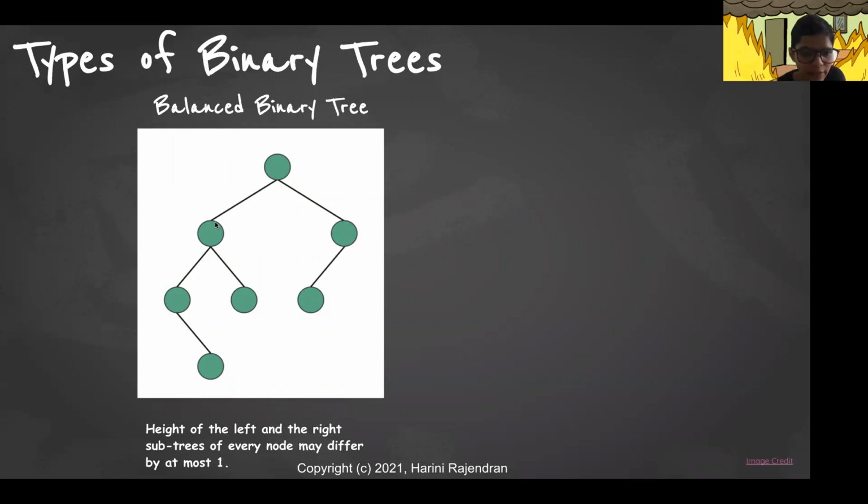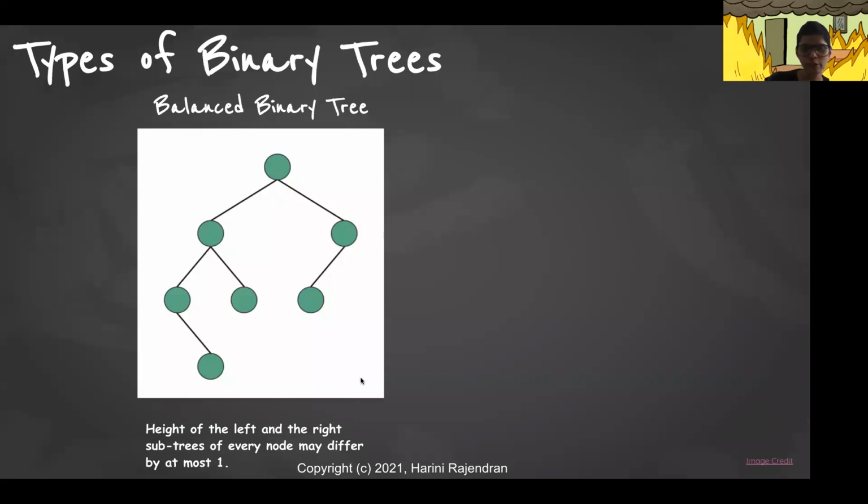For example, if you take this tree and consider this left subtree, the height of this left subtree is 1, 2, and 3, right? The height of this right subtree is 2. So the difference between the height of the left and the right subtree is 1 in this case. That is why this tree is called a balanced binary tree.